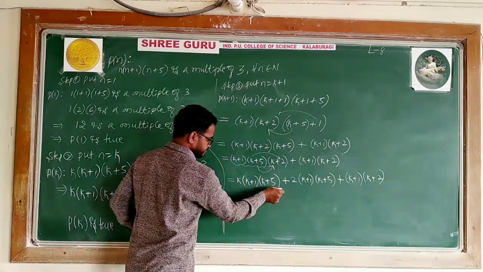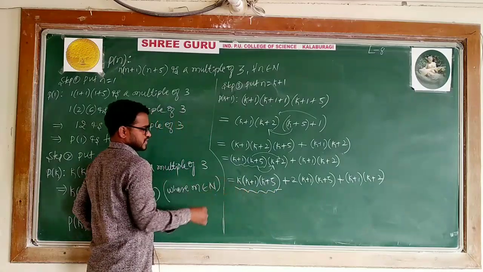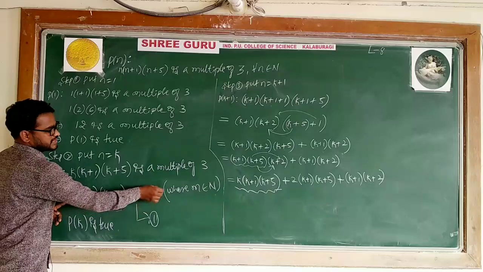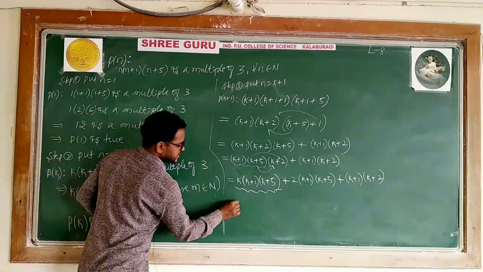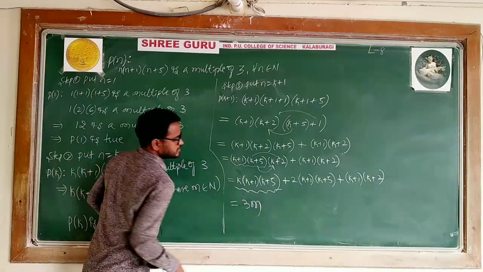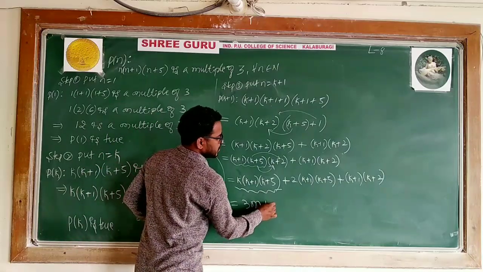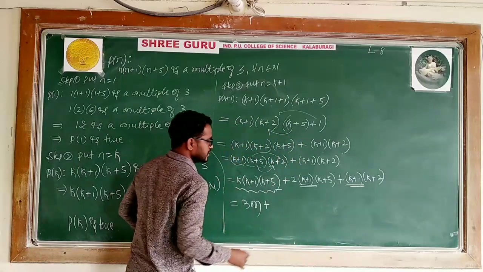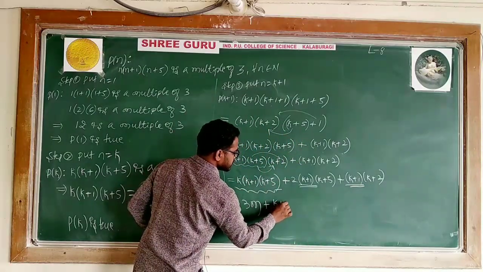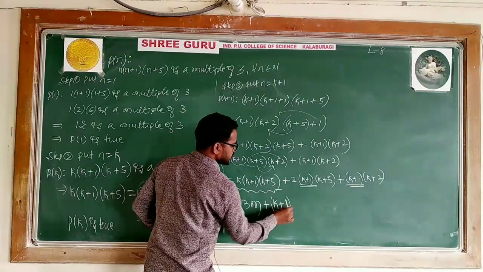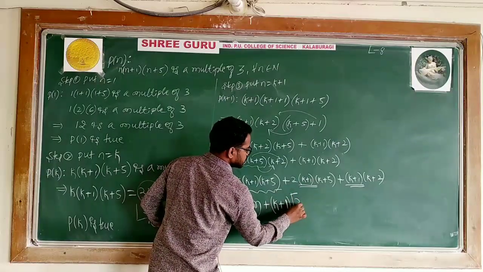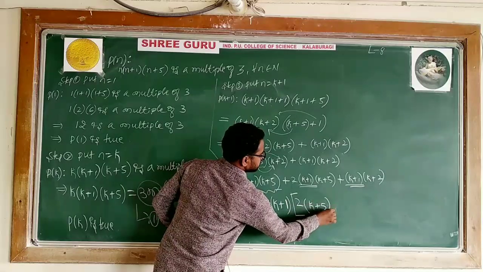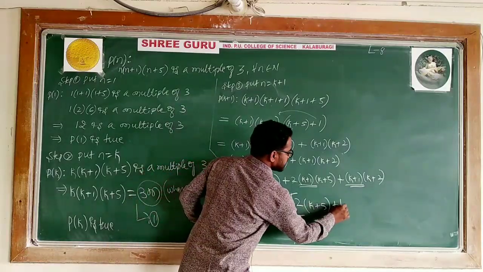What happens? See. This is k into k plus 1, k plus 5, its value is what? 3m, can I say? 3m from using the equation. Now what is in these two? In this case, what is the common? K plus 1 is common. What remains? 2 into k plus 5 plus k plus 2.